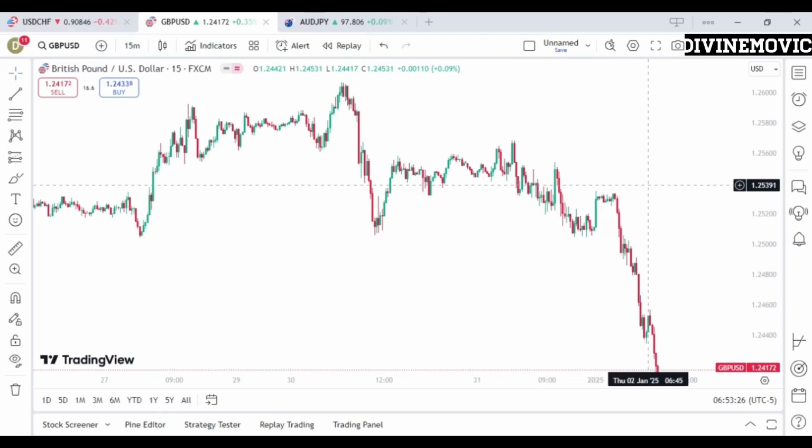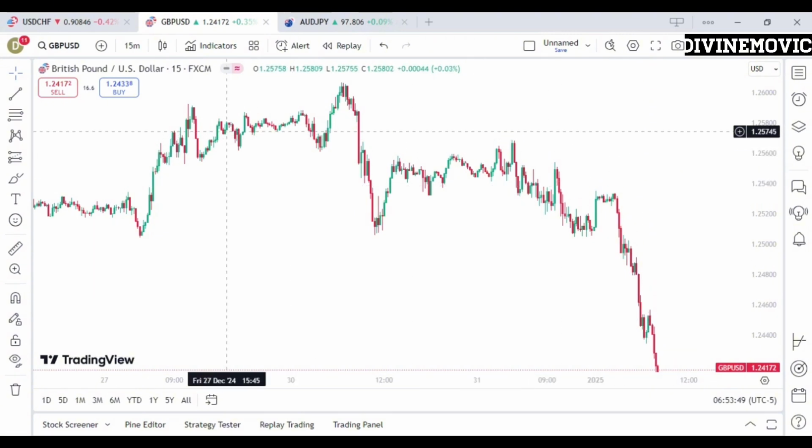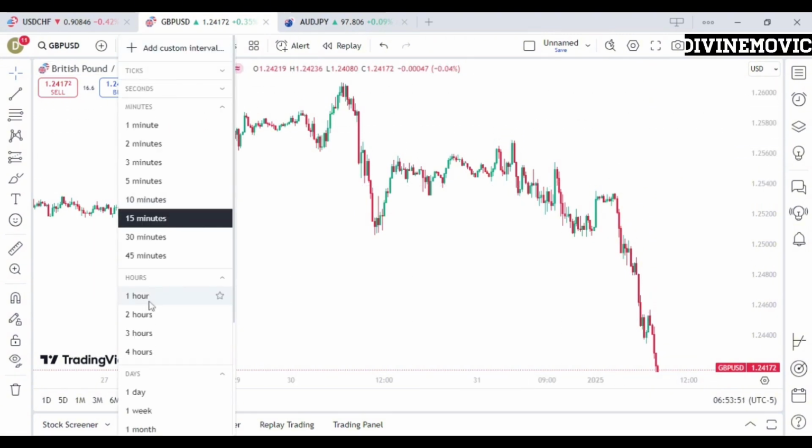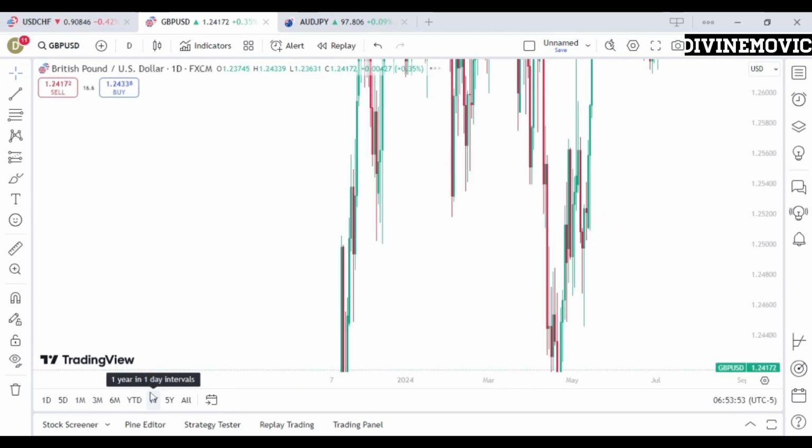For me to show you this live example, I'm going to be using GPUSD to show you how you can apply those 4 steps that I explained earlier on. Now the first step is to simply understand the direction of where price is going to and the key levels. And for us to do that, we want to simply head to the daily time frame and see what price is doing on the daily time frame.